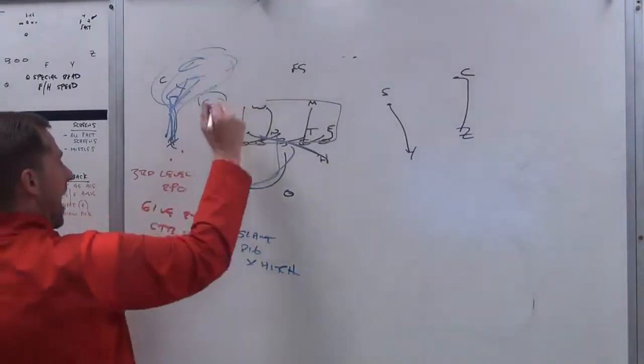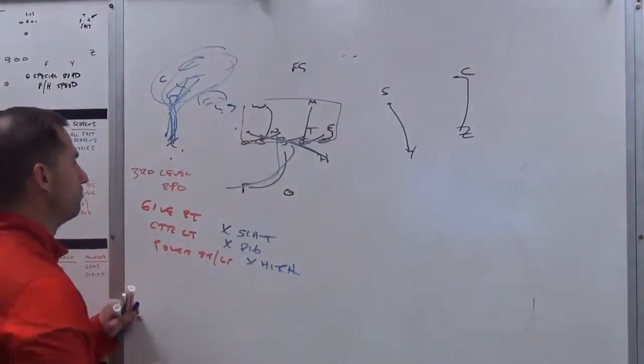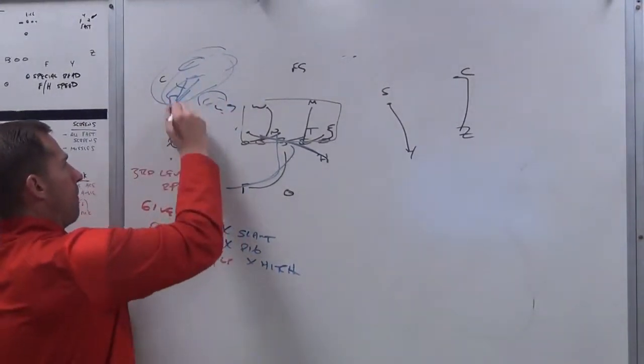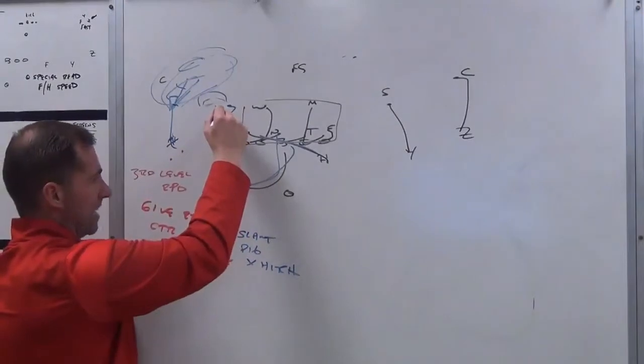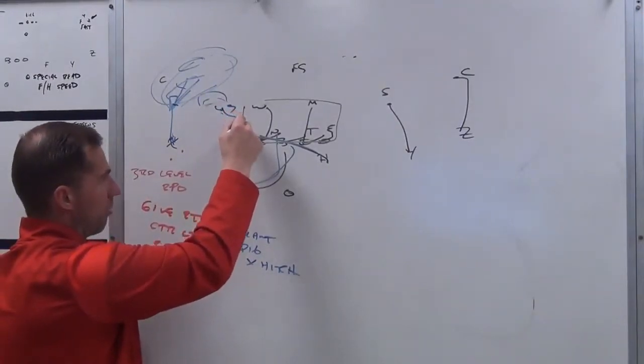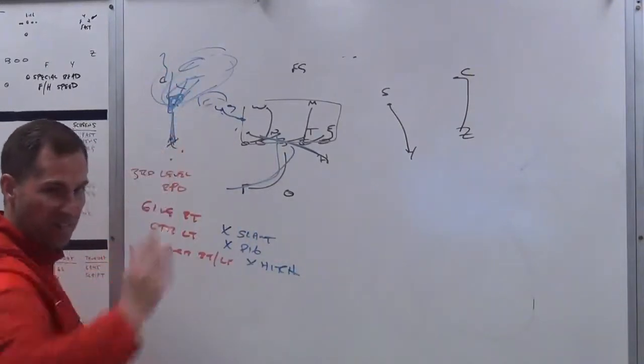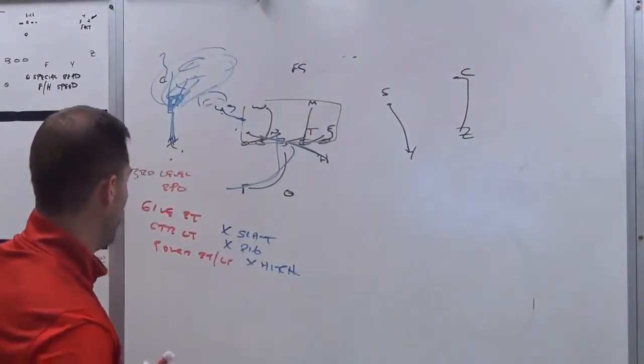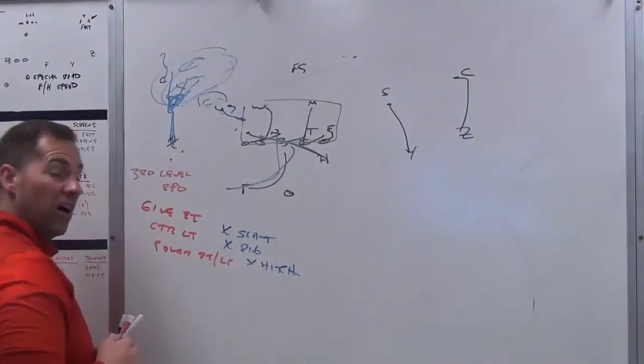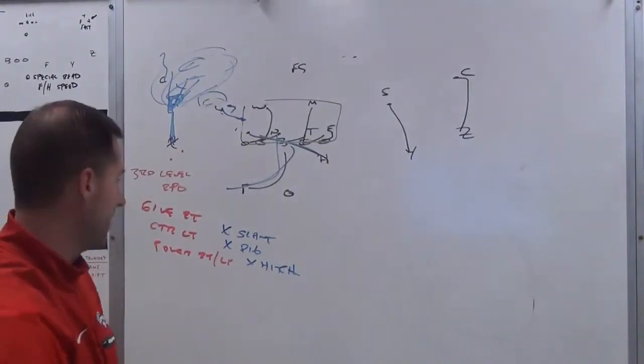Now, I like also running the hitch route where we just run our basic hitch, because when this guy sees run, he's going to trigger and be aggressive. Now we can throw the hitch versus the cover 3 corner. We can break the tackle and make a play. Okay, so that's a third level RPO concept that's really good for us.